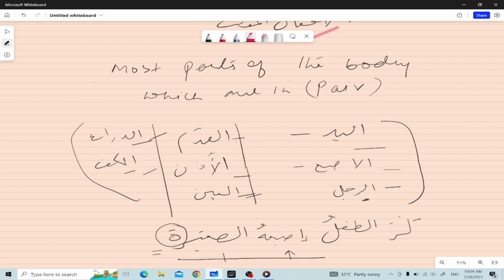In further parts of the lesson, we have come to know that most parts of the body that are in pair are also muannas. Remember, the condition is that it should be in pair, right? For example, al-yad we have in pair, al-isba' we have in pair, al-rijlu, which means the leg, al-qadam, the foot, al-udnu, the ear, al-ainu, the eye, al-dhira', the arm, al-kaff, the palm, right? Hope you understand this class.